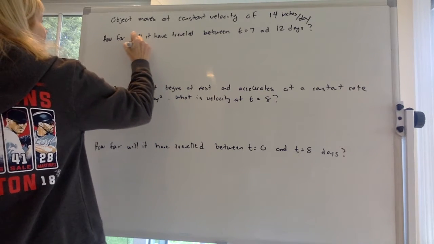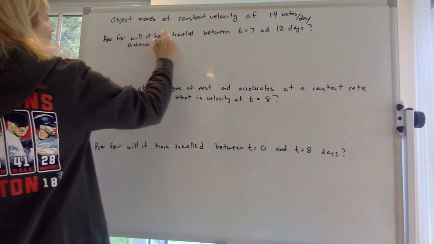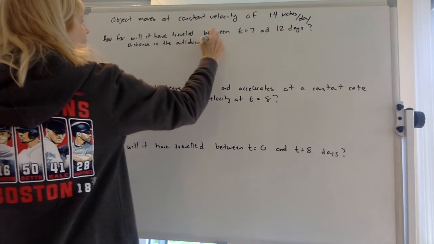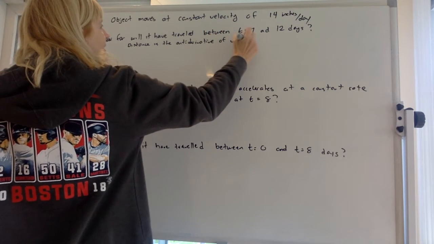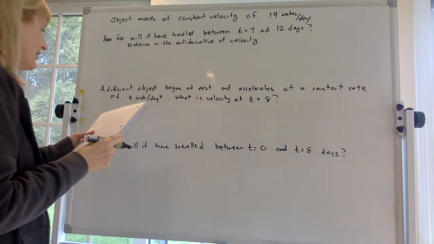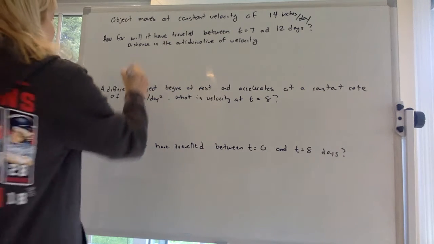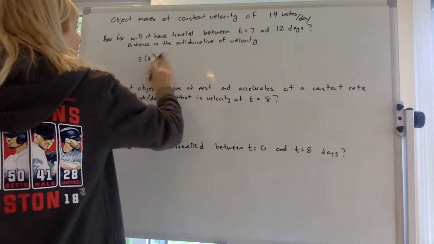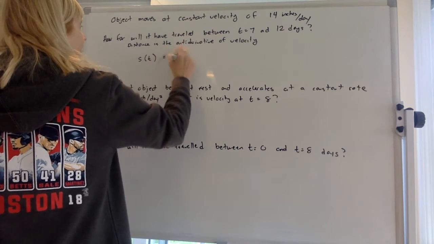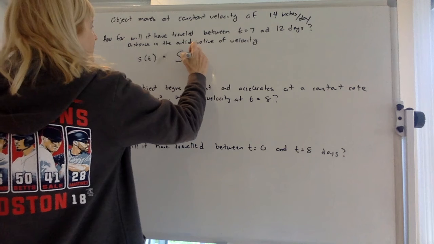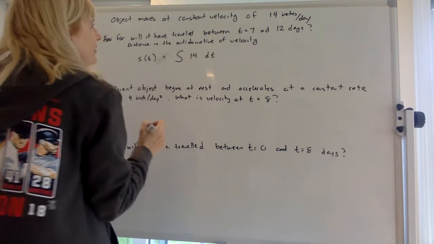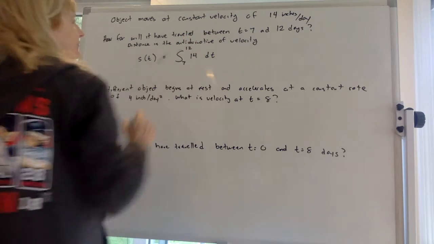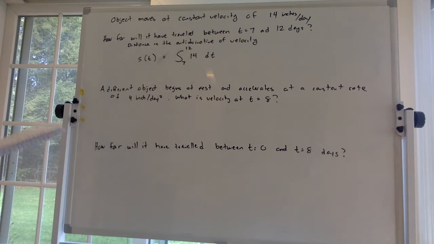Well, distance is the antiderivative of velocity. So antiderivative, that's the same as integration, right? So to find the distance function, you have to integrate the velocity, which is 14 dt, and they want us to go between t is 7 and 12. That's all we got to do.